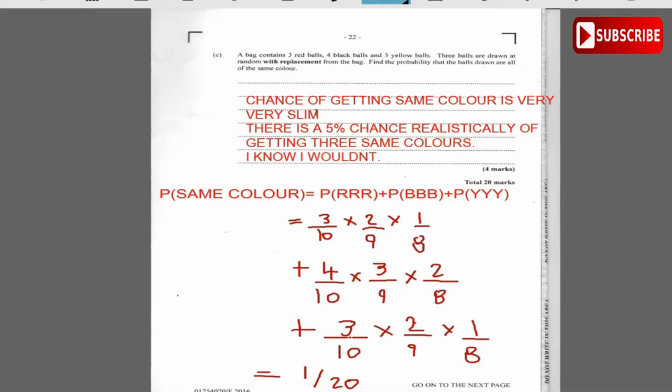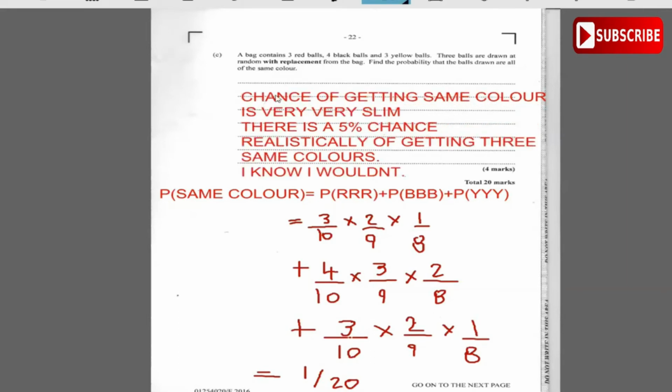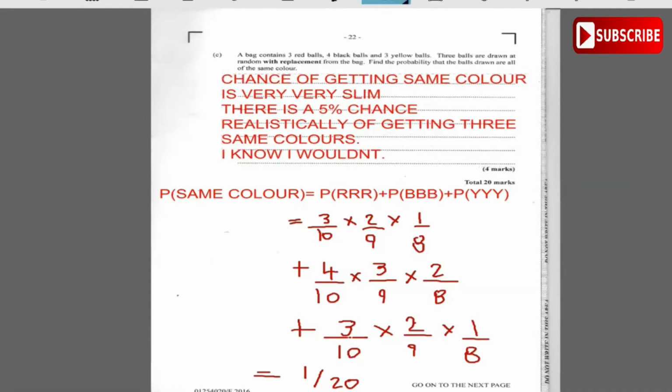All right, just to add some fun to it, you're telling them that I definitely wouldn't put my hand in the bag and take out 3 red or 3 black or 3 yellow, as a matter of fact. I just wouldn't. I'm just not that lucky. So have a sense of humor and tell them that. Nice and easy.